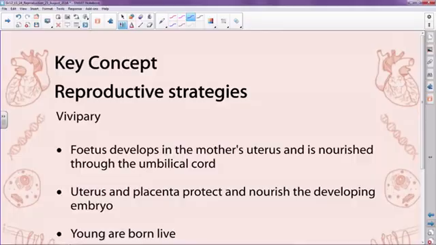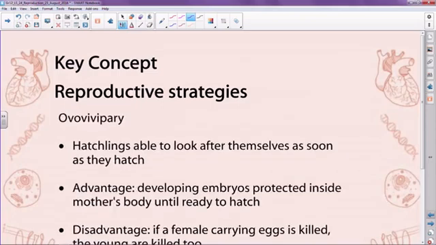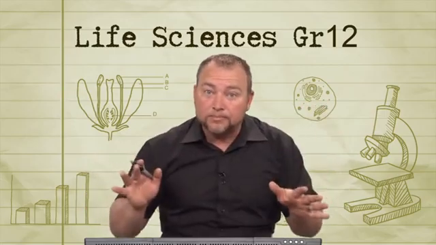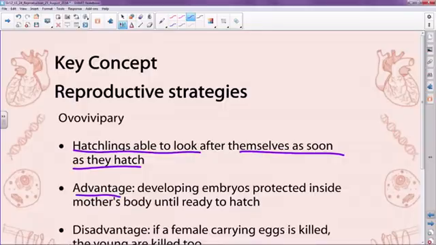If we have a look at it, the next one we have is viviparous, okay? Now, before I go on to the viviparous, sorry, I've got some more about ovoviviparous things for you. Hatchlings are able to look after themselves as soon as they hatch. So they hatch and they slither away from mom. Okay, next one, the advantage: developing embryos are protected inside the mother's body until they are ready to hatch. So they're looked after so no one can steal the eggs.